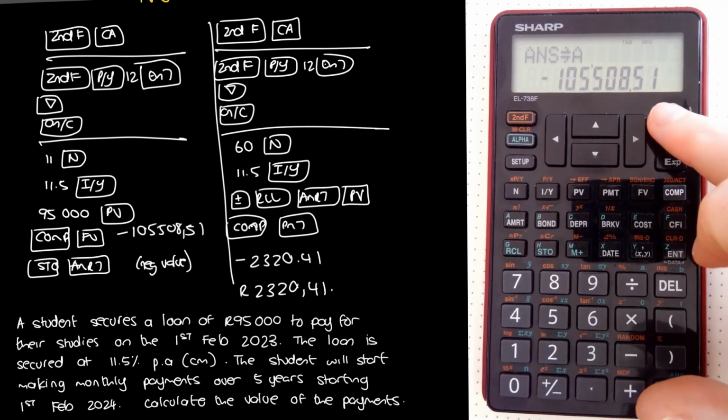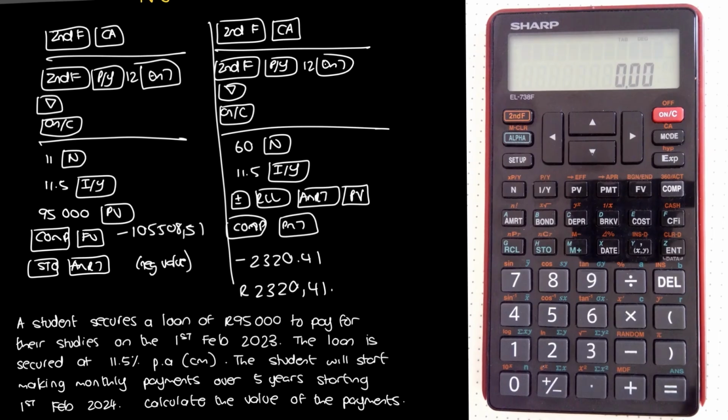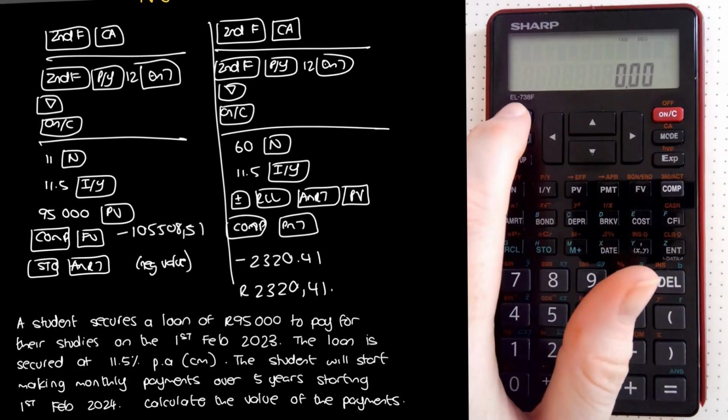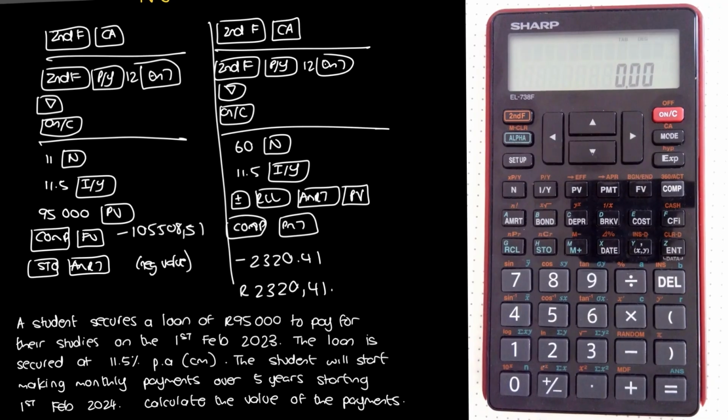Now for part two, we're just going to clear our screen there. And it's now in annuities where there are payments involved. So we're going to do the same thing as we did previously, where we enter our payment periods and our compounding periods first. So you're first going to say second function CA, once again to clear the artifacts. So you're going to do this with every single part. Don't forget to do it for every single part.